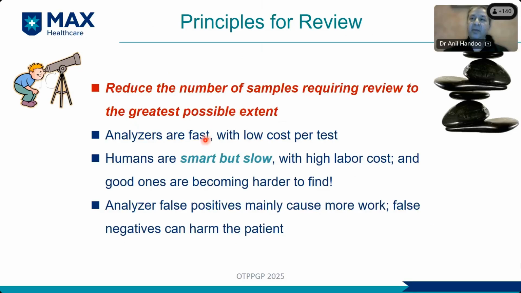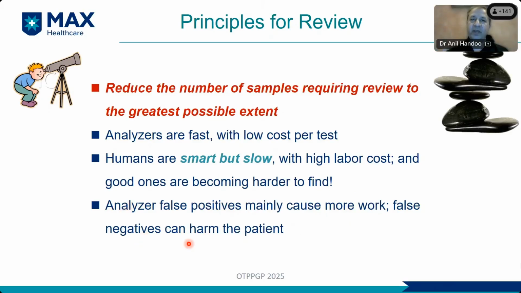Remember, analyzers, especially today with 5-part analyzers, sometimes people say 7-part or 10-part analyzers, are very good analyzers. They're able to do a lot of good work, which you don't need to really spend your time on. We must remember humans are smart, but they are slow. And of course, there are higher labor costs internationally. So it becomes difficult for a lot of people to handle the review part of it by a pathologist. And of course, you can also have false positives, which will give you more work, and false negatives from the analysis, which can harm the patient.